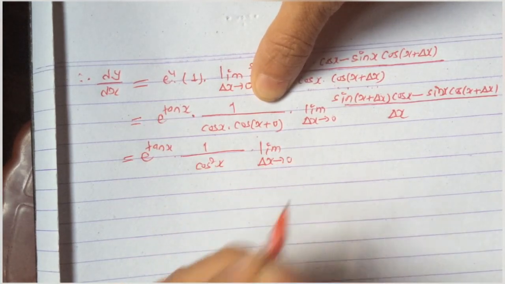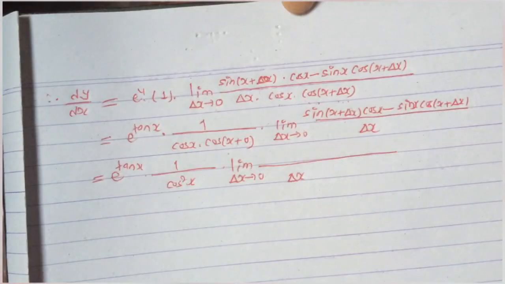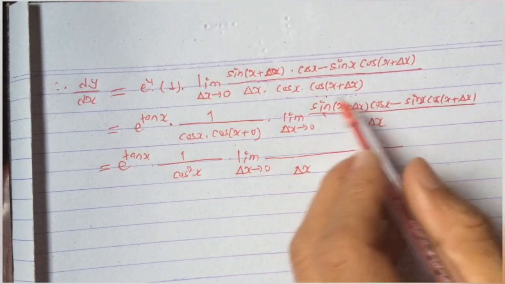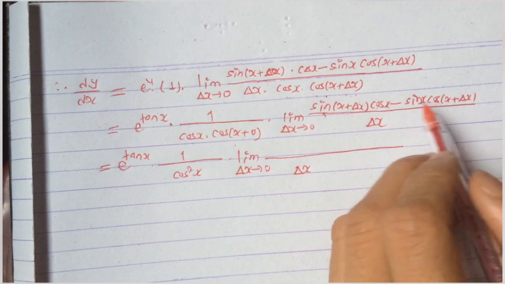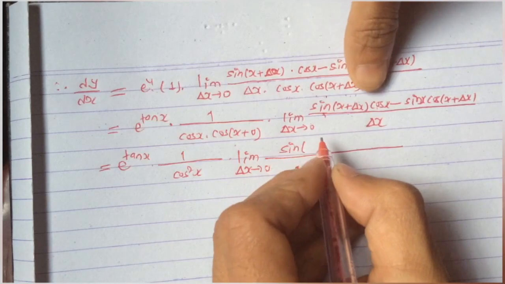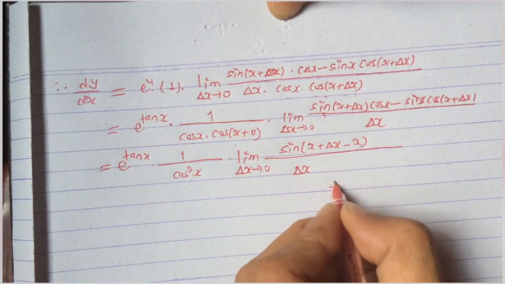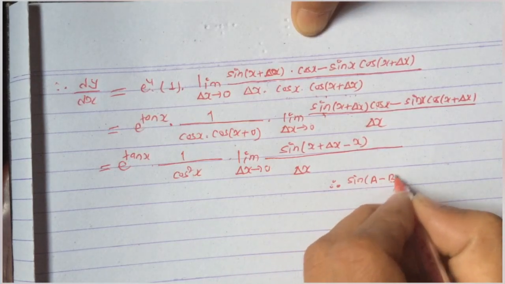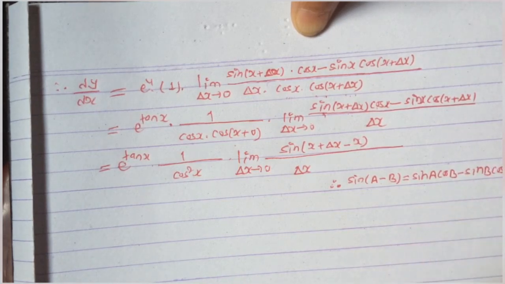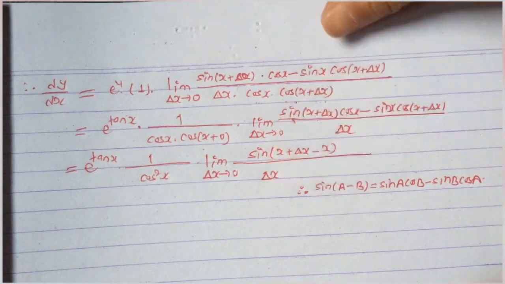Limit del x tends to 0, del x is there, and in the upper part you can see sin(x plus del x) cos x minus sin x cos(x plus del x) is in the form of sin((x plus del x) minus x). This is actually the relation of sin(A minus B), which gives you sin A cos B minus sin B cos A. You can use this relation.